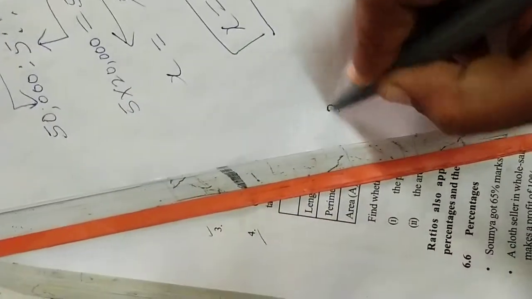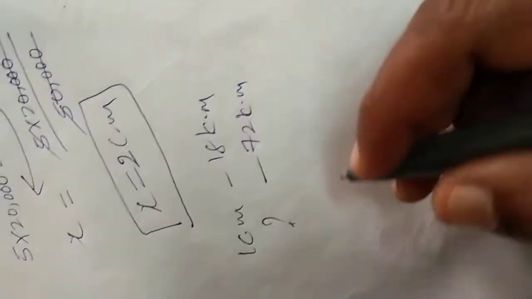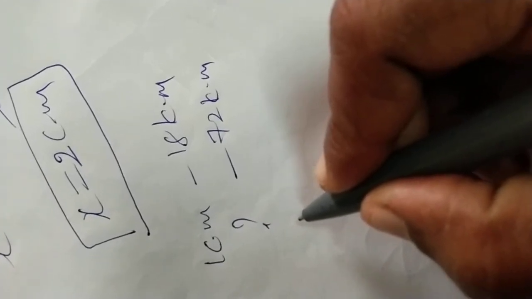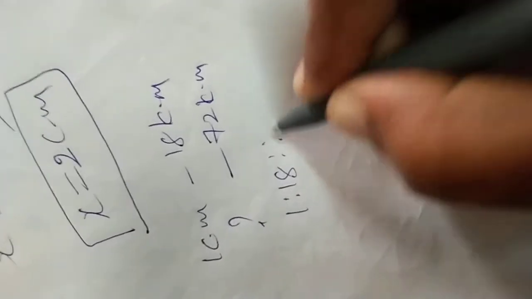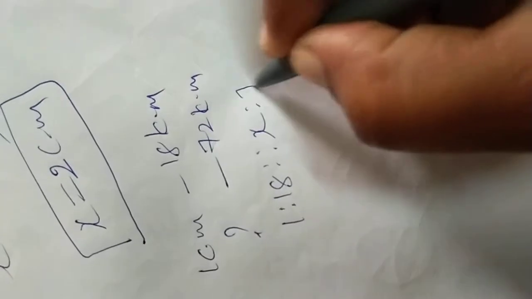See, Sushma's road map has a scale of 1 centimeter representing 18 kilometers. That is given in the question. She drives on a road for 72 kilometers. What would be her distance covered in the map? If she drives 72 kilometers, how much distance will it cover in the map? Here also you can use the rule of proportion. Okay, so 1 is to 18 as, let us take the unknown value x, is to 72.